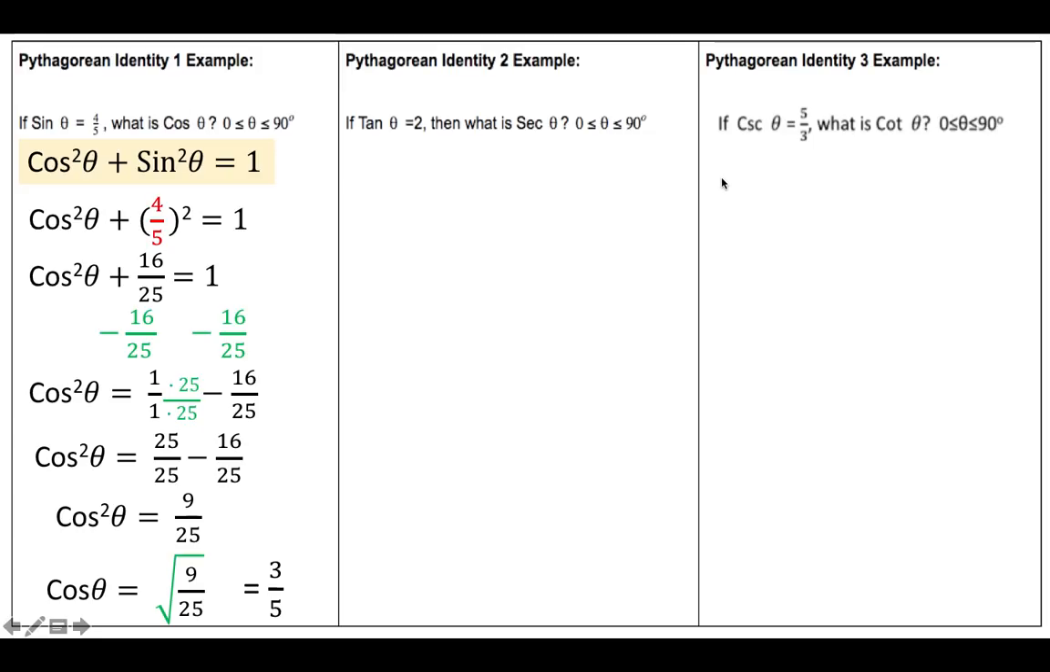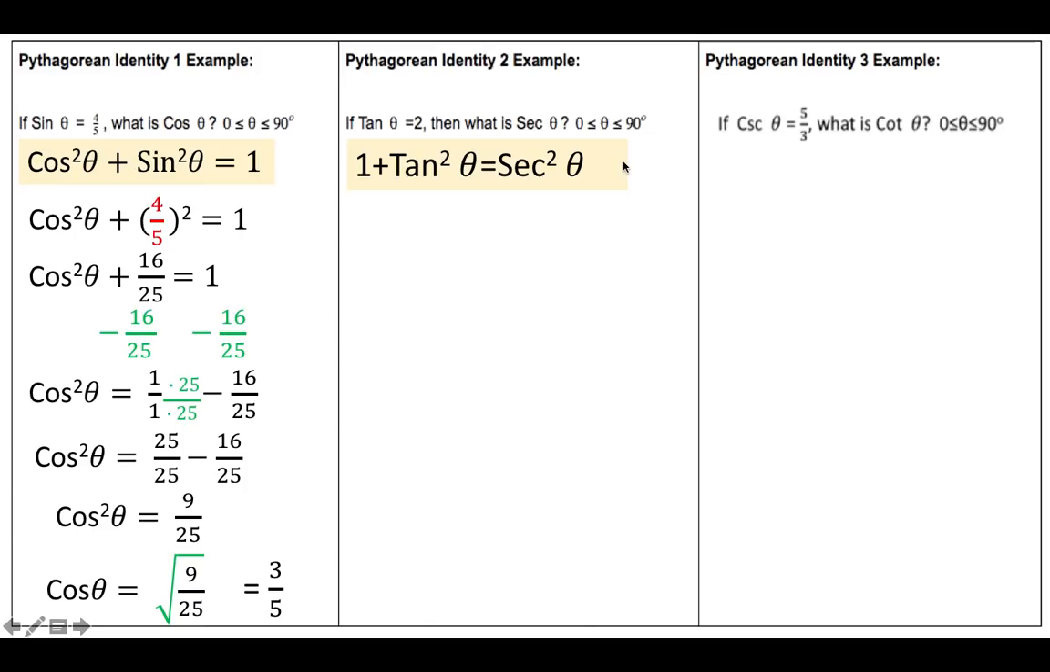Okay. Now let's move on to this next example. So this one right here, because this is not a fraction, this will be a much easier calculation. So they're giving me tangent and they're asking me to find secant. And if I look back to my identities, the one that has both tangent and secant in the equation is my second Pythagorean identity. So I'm going to be using this one.